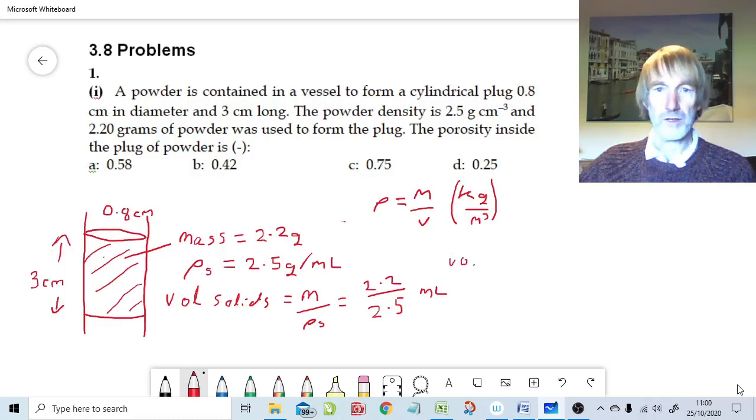So volume concentration of solids is going to be, well, the same as we had before, 2.2 divided by 2.5. We've not worked that out yet. So that's the volume of solids, and now we need to divide by the volume of the bed, which is going to be pi, because it's circular cross section. The area of a circle is pi d squared over 4.